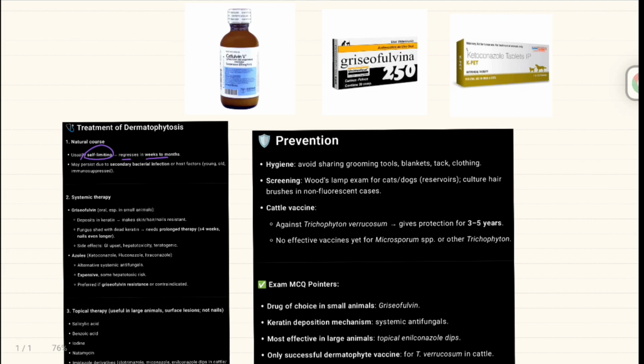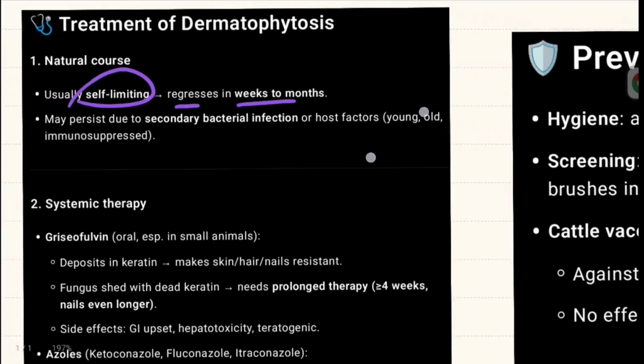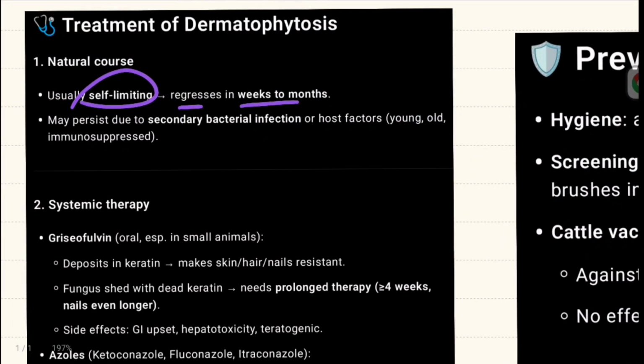Now we have reached the last topic of dermatophytosis, that is the treatment and prevention of dermatophytosis. In mild cases of dermatophytosis, the treatment might not require any drug intervention, because in mild cases the disease itself is usually self-limiting, so it may regress in weeks to months. If there is any secondary bacterial infection, or any compromised host such as young, old or immunosuppressed animals, the fungal disease may persist.